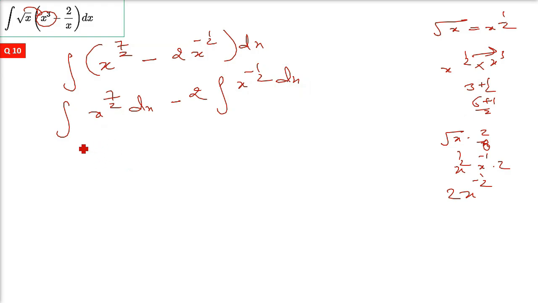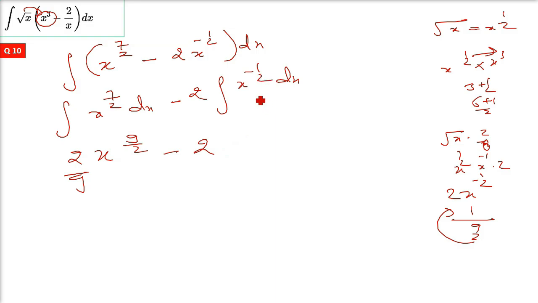And we'll use the formula, you already know about it. x raised 7 by 2 plus 1 divided by 7 by 2 plus 1. So it will be 9 by 2. And 9 by 2 goes up because 1 by 9 by 2 is 2 by 9. So we'll use that 2 by 9 here. 2 by 9 minus twice of this x raised minus half.